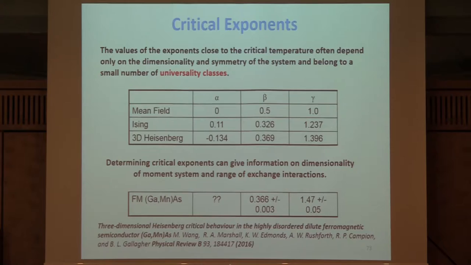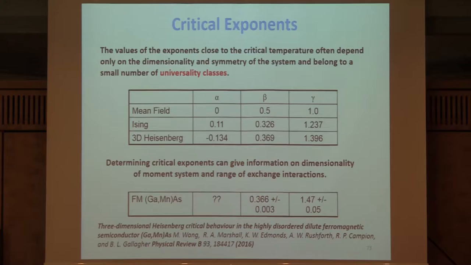We put quite a bit of effort into this with a couple of members of the group, and we found it was really quite hard work. After quite a bit of work, we managed to convince ourselves that the gallium manganese arsenide was showing the 3D Heisenberg behavior, with very reasonable numbers for beta and gamma. And in the end, we declined to write down a number for alpha from our fittings. This is published, years and years ago.